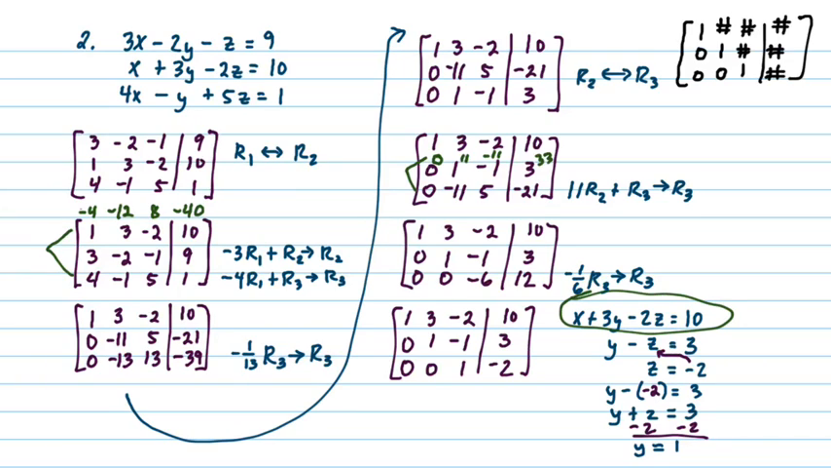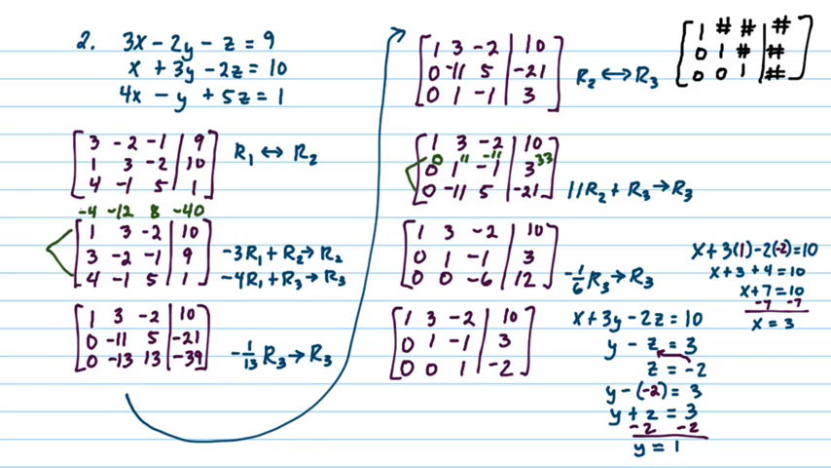We're just going to basically use this equation now. So x plus 3 times 1, that's my y value, minus 2 times my z value, which is negative 2, equals 10. So again, we're just using the first equation there, but we're plugging in the y and z values that we already know. So we're going to get x plus 3 plus 4 is equal to 10, or x plus 7 is equal to 10. And let's subtract 7 on both sides, and we get x equals 3.